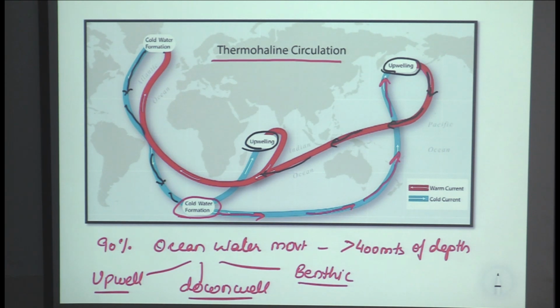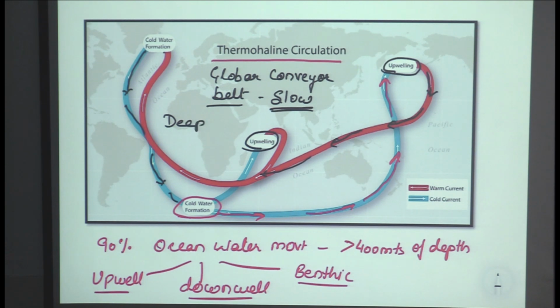Thermohaline circulation makes global conveyor belt, which is extremely slow and thus is non-existent from the perspective of human life. And that is the reason when I talk about thermohaline circulation or deep ocean current system, it has got its significance from geological time perspective.